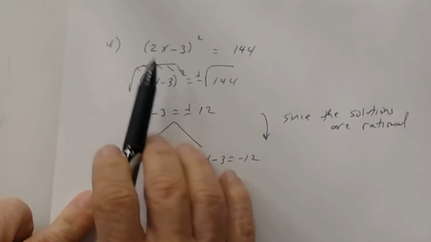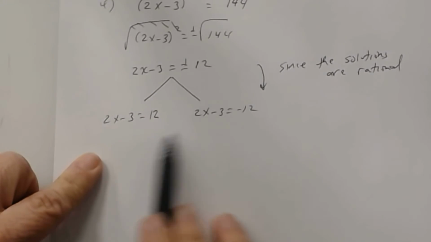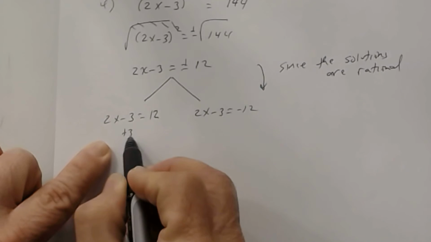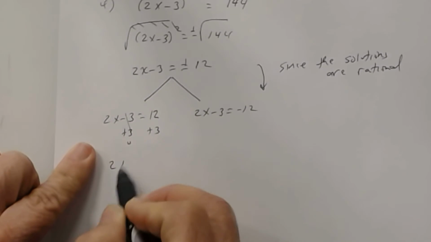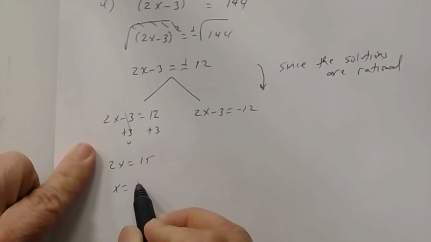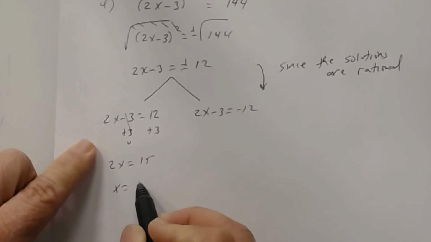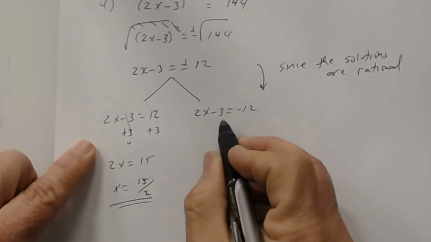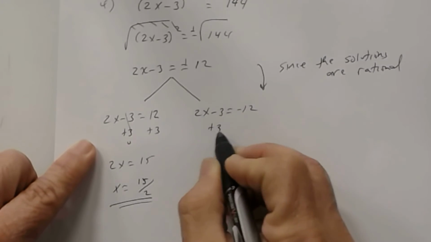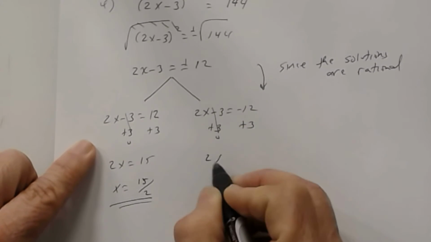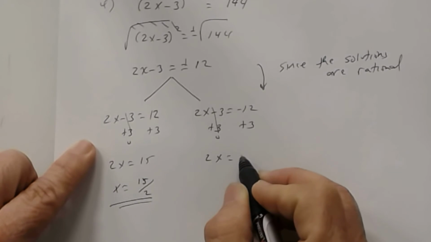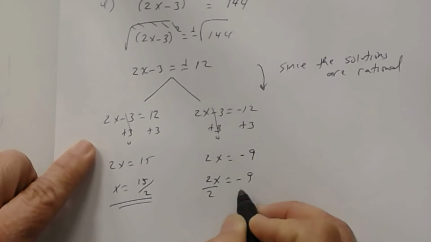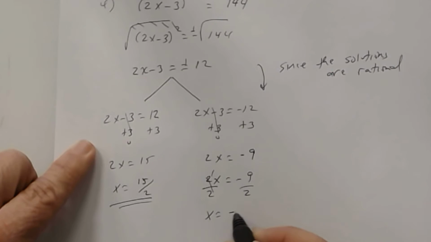All right, now notice I went from this quadratic equation to 2 what? Linear. So how do you solve this linear equation? Add 3 to both sides. So 2x equals 15, so what's x? Divide by 2. x equals 15 over 2. All right, so that's one of your solutions. The other solution, how do you solve this one? Add 3 to both sides. So 2x equals negative 9. Then how do you get x by itself? Divide by 2. So what is the other solution? Negative 9 halves.